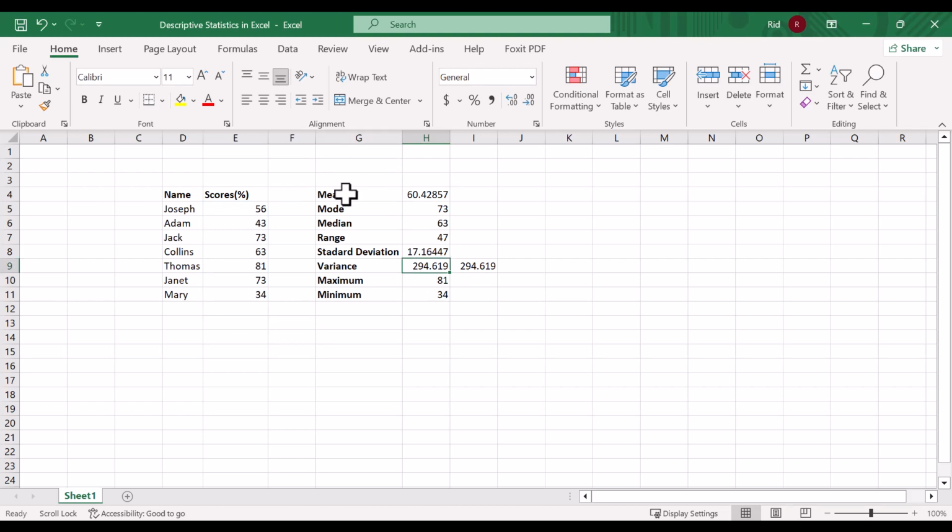So these are the descriptive measures which we have in statistics. This is how you can calculate them in Excel: the mean, the median, the mode. We have the range, the standard deviation, and also the variance.